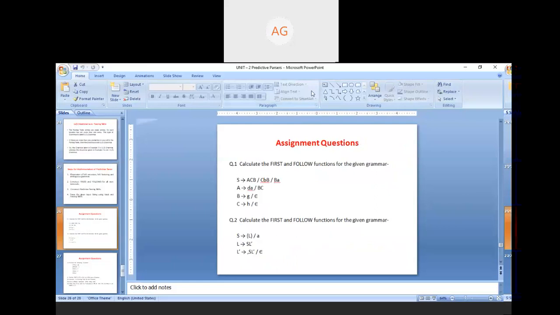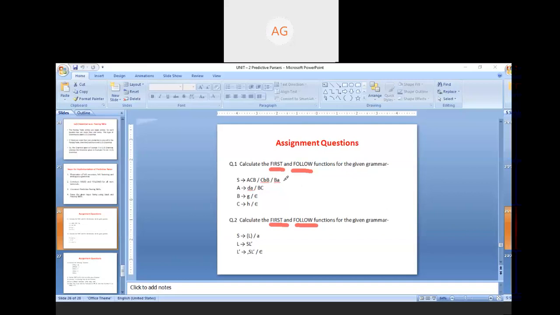Now these are the assignment questions, which are based on the predictive parsers. These are the two questions you see in this slide. In both of these questions, you need to find the first and follow sets of the given grammar. I will create an assignment and paste these questions in your Google Classroom code for compiler design. You need to solve these questions by Monday.